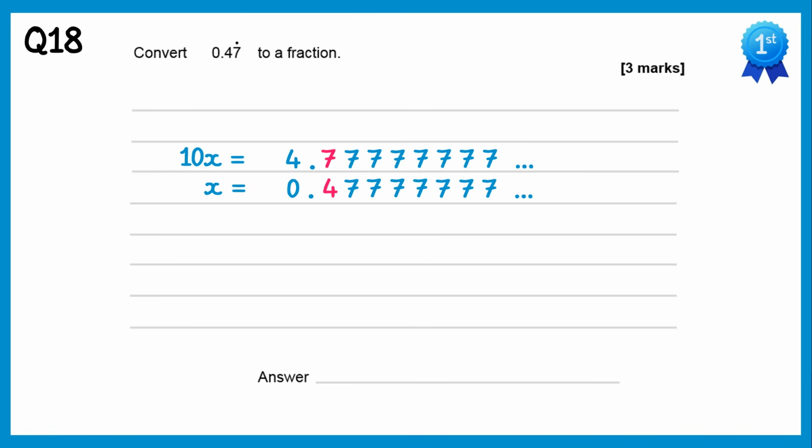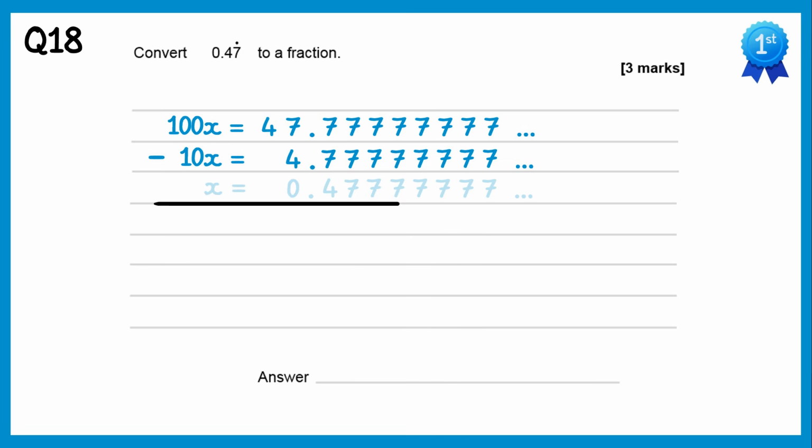So I'd times by 10 again to get 100x, which is 47.7 recurring. You can now see from the top 2 of these, all of the numbers after the point match. So I would do 100x take away 10x. 100x take away 10x is 90x. We then write an equal sign. 47 take away 4 gives 43, and then all of the other numbers will give 0.0.